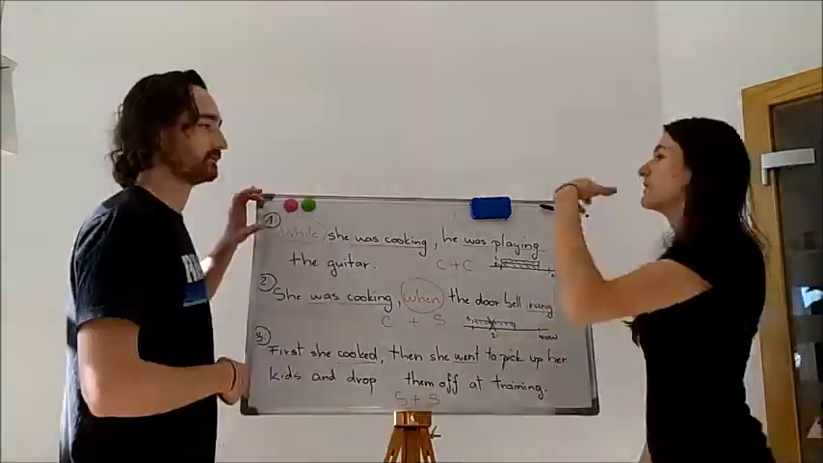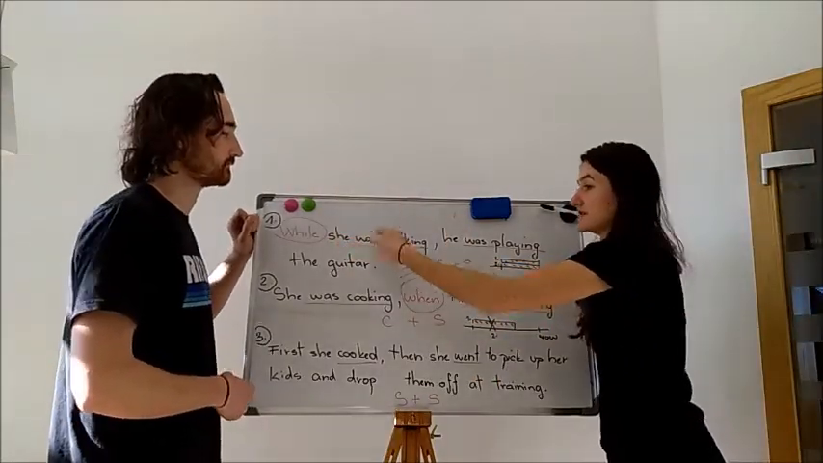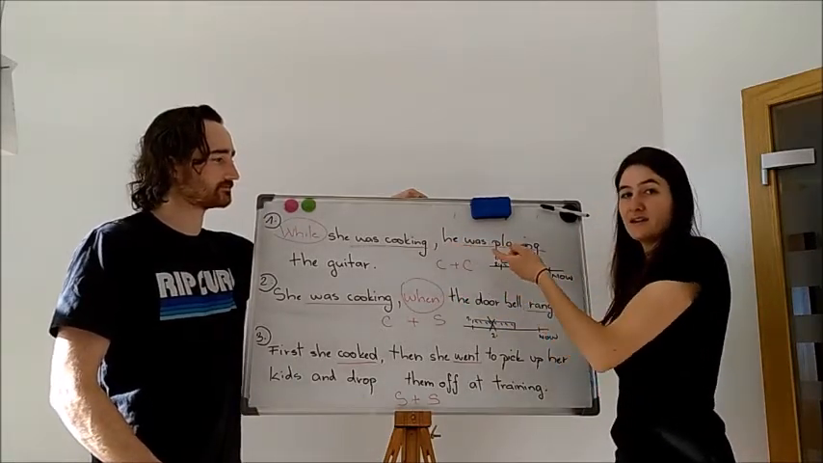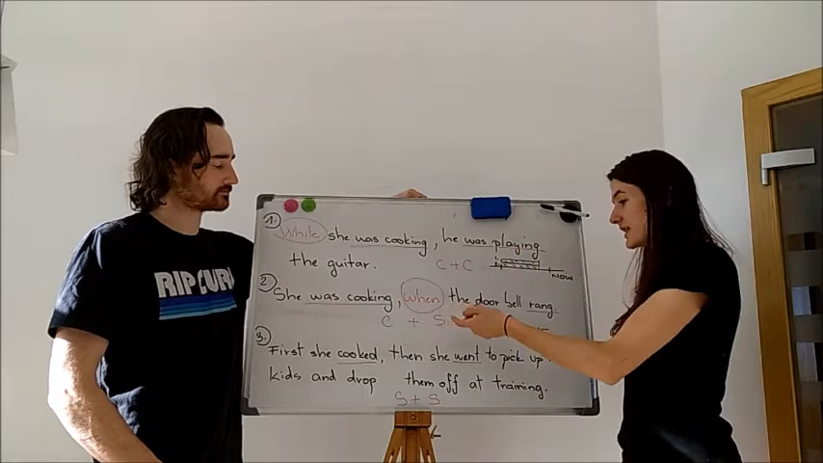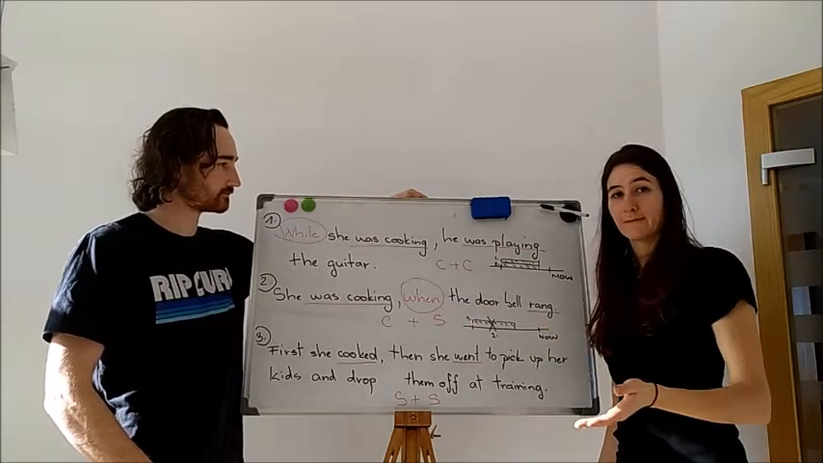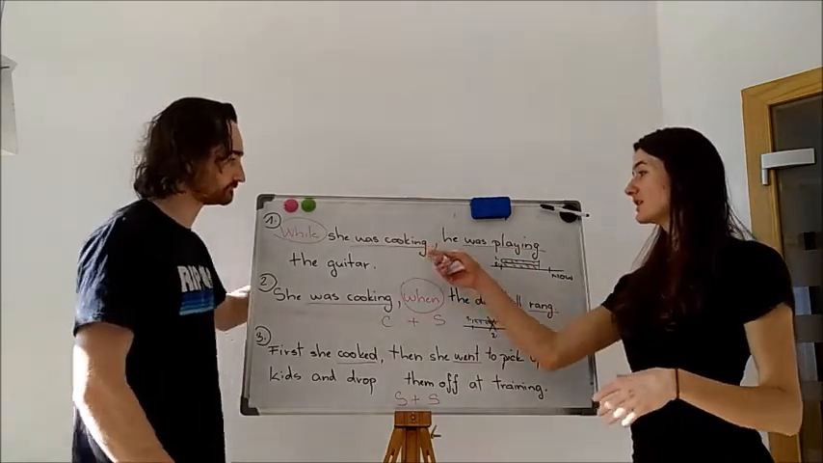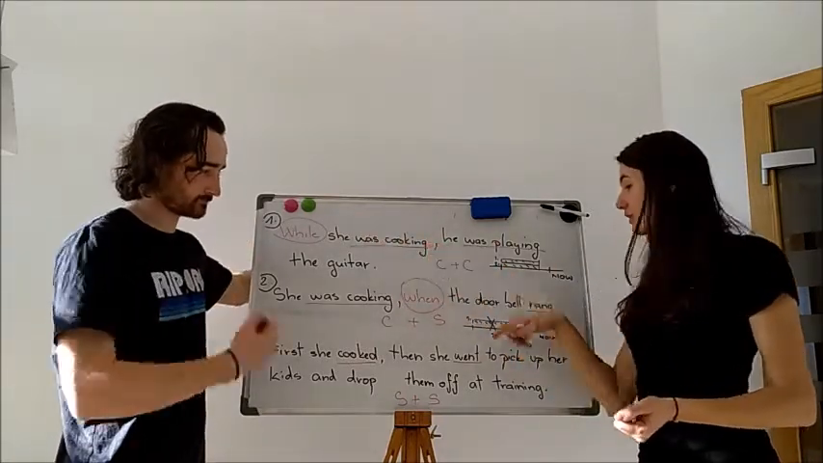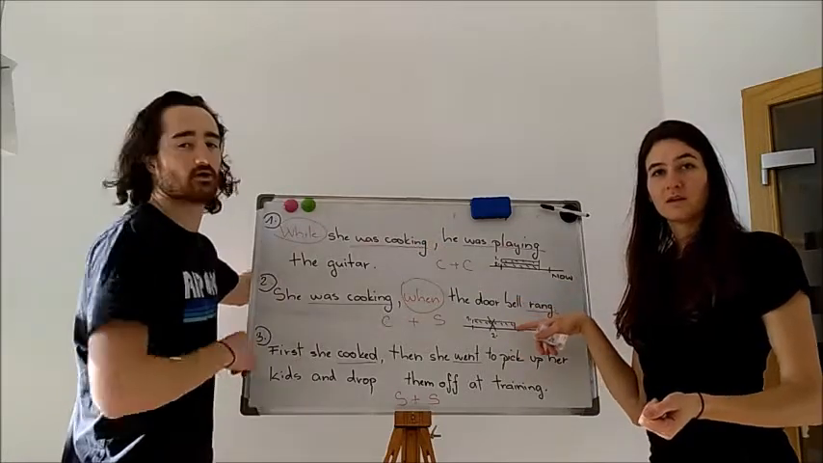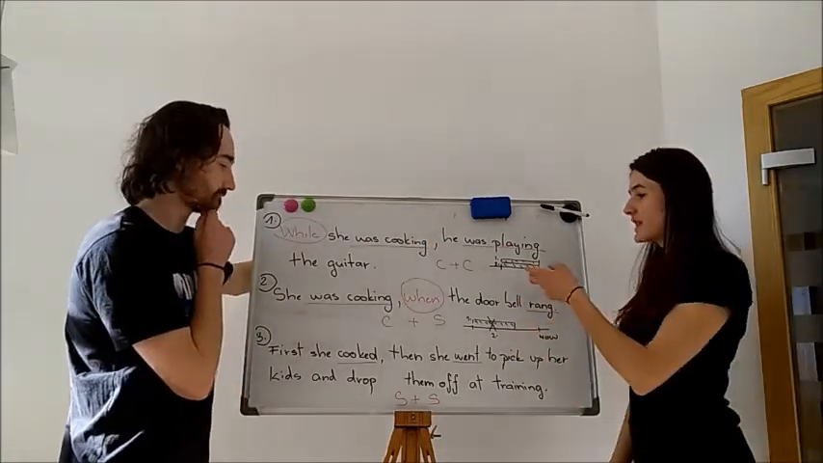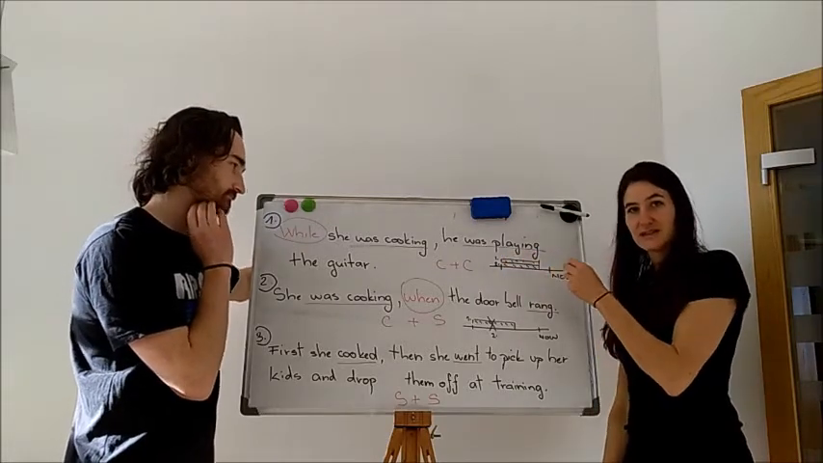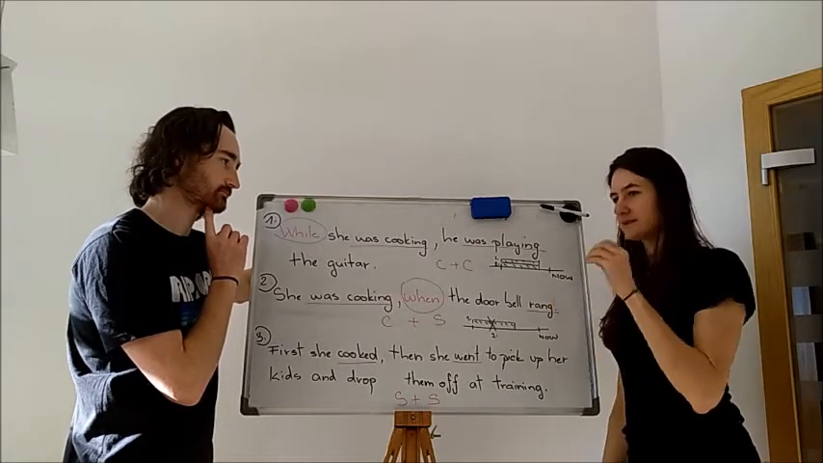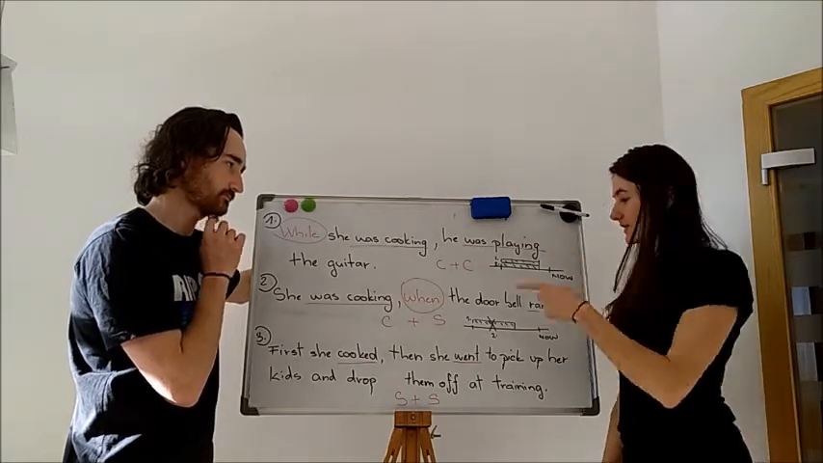Good. So, while you use while, it's linked with a continuous form, yeah? And then you can choose if you're saying another continuous form, or if you choose to say a simple form. It's up to you, yeah? So while she was cooking, he was playing the guitar, or while she was cooking, a doorbell rang. Yeah? In the first example, it means two activities happening at the same time. In the second example, it means that she was cooking and then suddenly, ding dong, there was the doorbell.